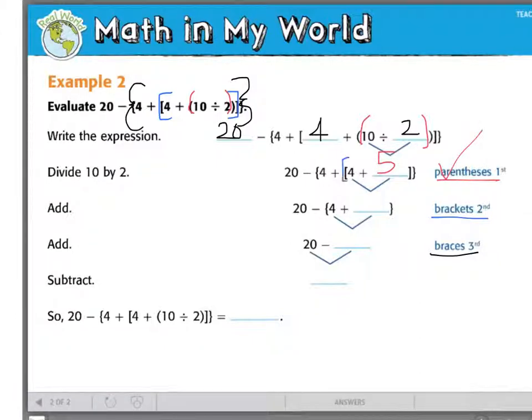Next, I must solve what's in my brackets. I have to find the sum of 4 and 5. 4 and 5 is 9. So I have solved what is inside my brackets. And finally, I come to the braces. I need to solve 4 plus 9, which is 13. Now I have a problem that is one step, 20 minus 13, and I know that 20 minus 13 is 7. So the solution we are looking for is 7.